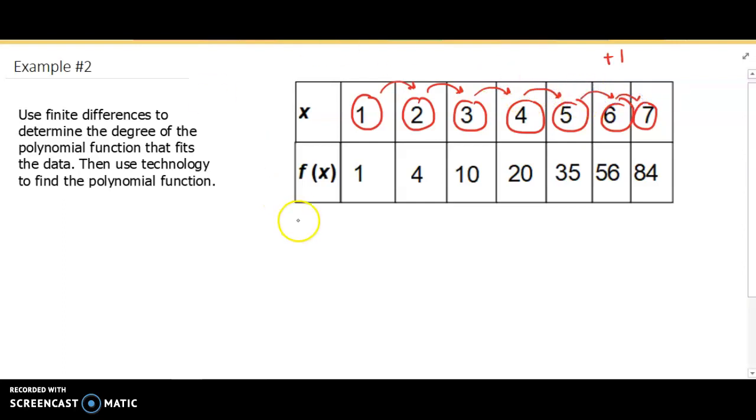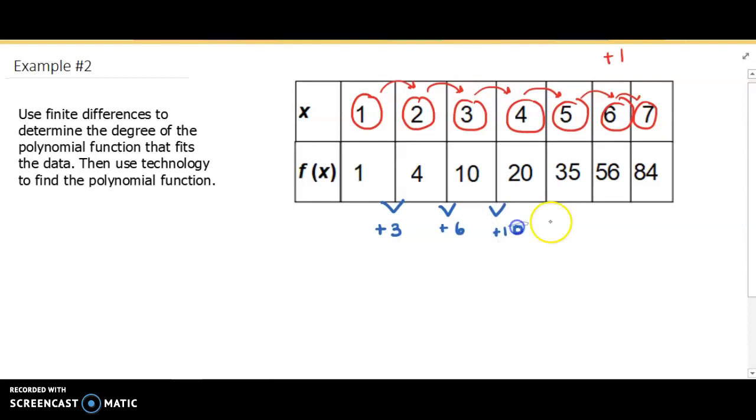If I look at the order differences, from 1 to 4, I increase by 3. From 4 to 10, I increase by 6. 10 to 20, I increase by 10. 20 to 35, I increase by 15. Here, I increase by 21. And from 56 to 84, I increase by 28. First order differences are not the same, therefore we know it's not a linear function. So then I want to go another one.